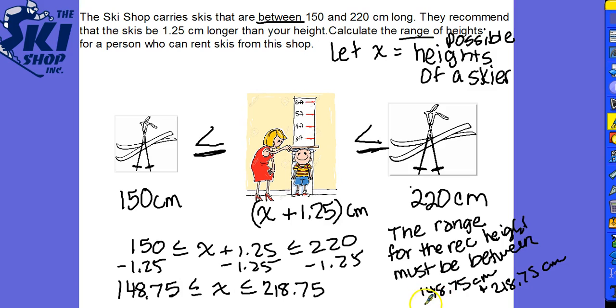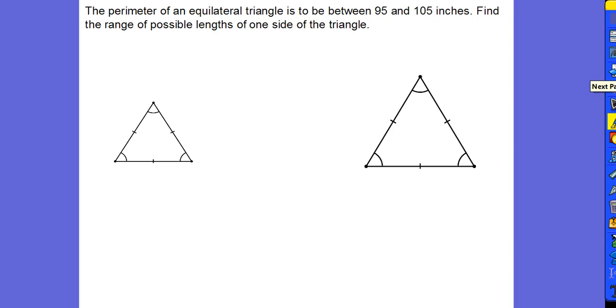So you used a minimum, but no more than. Beautiful. Or at least 148.75 and at most 218.75. You see, I can get really fancy with that, right? Okay, good job. Right, last one is this one on the back.